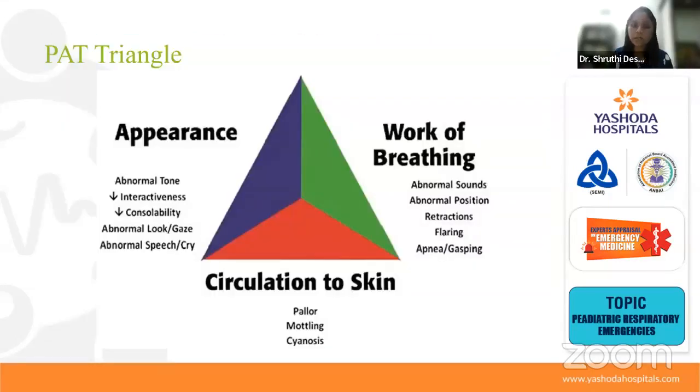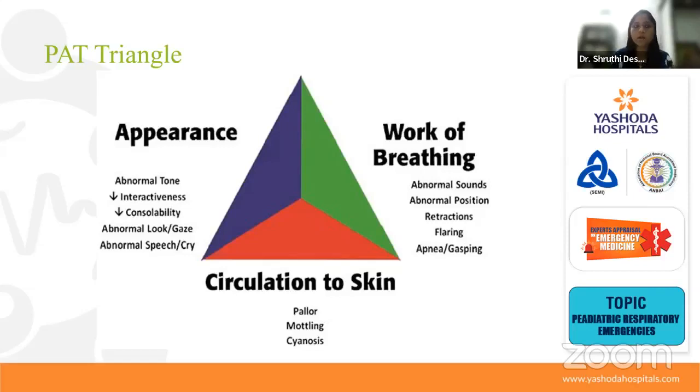So any child coming to the emergency with respiratory distress should undergo an initial assessment, that is a doorway assessment. As you all know, there is something called the PAT triangle, the pediatric assessment triangle, which contains three components, A, B, and C. A is for appearance, where there are a few parameters, that is tone, interactiveness, consolability, abnormal look, abnormal speech or cry. B is work of breathing, where you have to check for any abnormal sounds, abnormal position, retraction, flaring, apnea or gasping. Coming to the color of the skin, you have to assess whether the child is pink, pale, cyanotic or mottled.